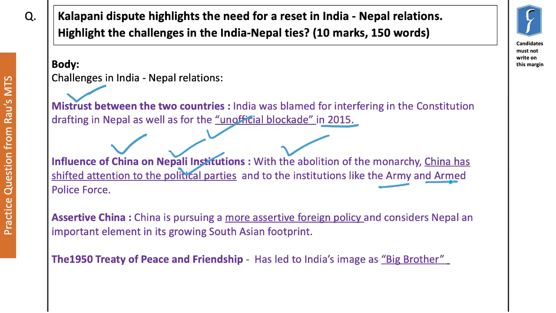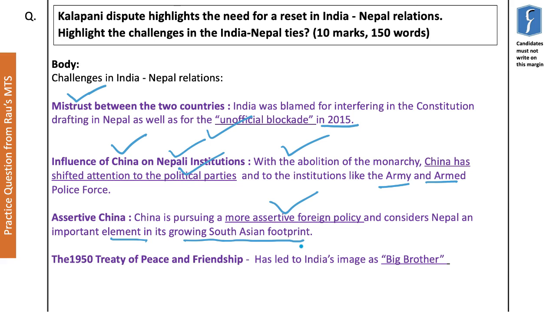Further, the increasing presence and assertiveness of China is another cause of concern or a challenge in the India Nepal relations. Now, we note that China is pursuing a more assertive foreign policy, which is visible in the current dispute along the line of actual control with India. So, in this background, China considers Nepal as an important element in its growing South Asian footprint. And at the same time, Nepal is also trying to diversify its foreign relations. And accordingly, it is trying to strike a balance between India and China.